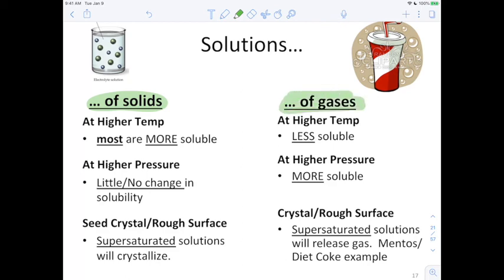On the other hand, our gases, at higher temperature, are actually less soluble. So if you are looking for a good carbonated drink, you don't want it hot, you want it cold so that carbonation stays in there. At a higher pressure, they're more soluble, so we pressurize our cans of soda to keep those gases inside. And then the crystal or rough surface will help our supersaturated solution release all the stuff that should not be in there, where we got too much stuff in solution. So any questions on anything here?